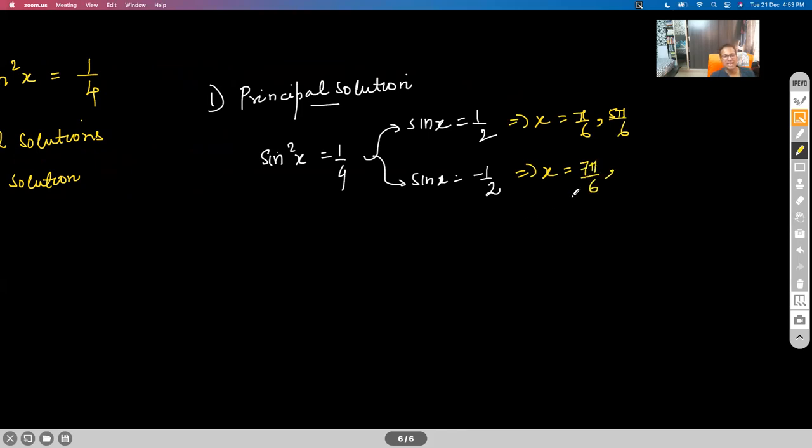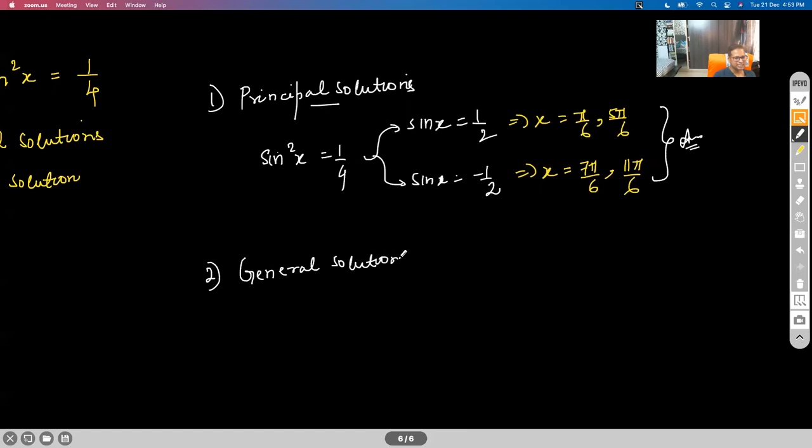Correct me if I'm wrong. And 11 pi by 6. Am I right? So four solutions are going to come. Four principal solutions are going to come for this equation. So these will be your principal solutions. Fine. Now, what about the general solution? Let's try to figure that out.